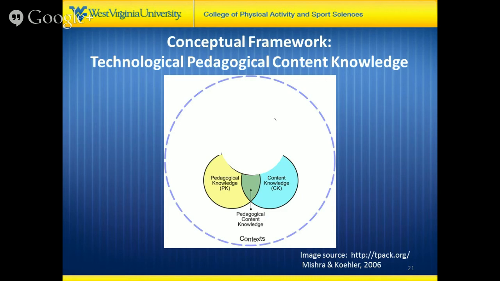Now, in 2006, Mishra and Koehler, two faculty members at Michigan State, said Lee Shulman had it right. But they said we've got a lot of new tools available to us now. And so they added something. They added one more dimension to this. They said we need two additions. First, this dashed line that goes all the way around: we need to consider our context.